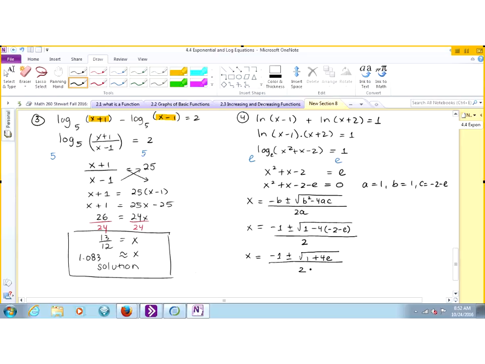All right. So this is my solution. Which one? Both or just one of them? So what is your x? So x is negative 1 plus square root of 1 plus 4e over 2. Or, what is the other one? X is negative 1 minus square root of 1 plus 4e.